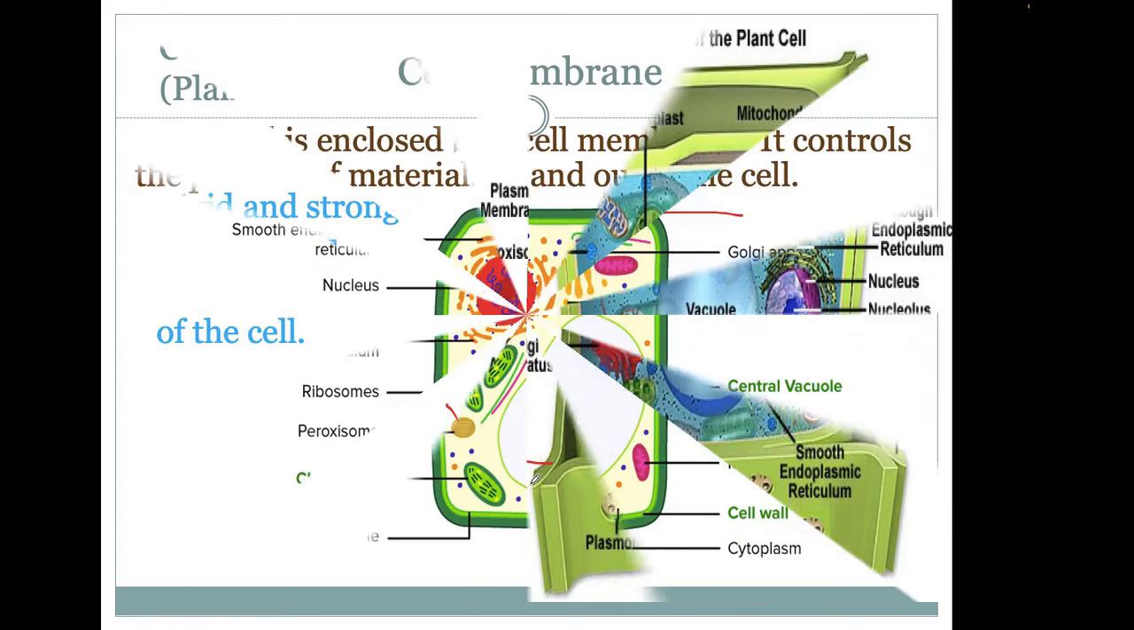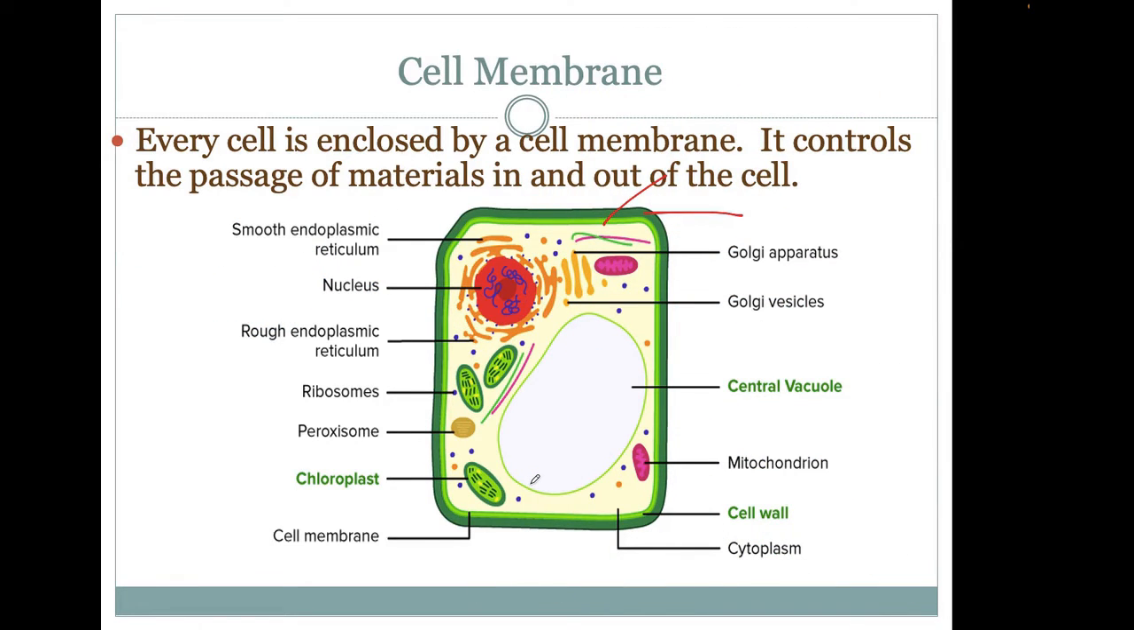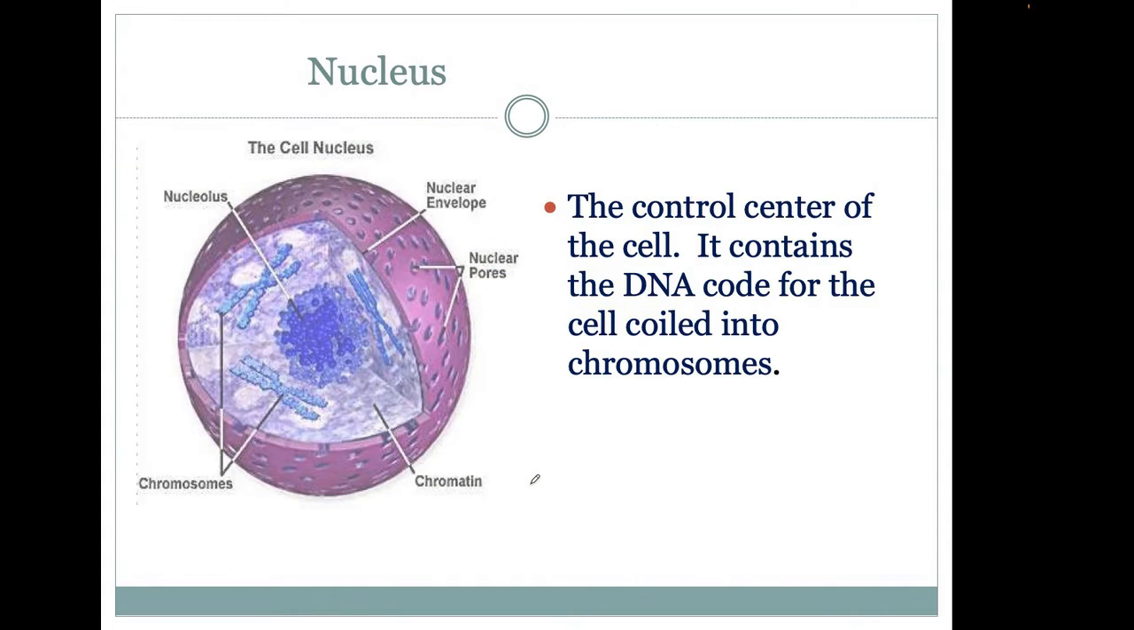Okay, then the cell membrane. Every cell is enclosed by a cell membrane. It controls the passage of material in and out of the cell. This we will also discuss later in detail. This is a very important question, the cell membrane. Today we only discuss briefly what the cell structure is and what organelles are present.